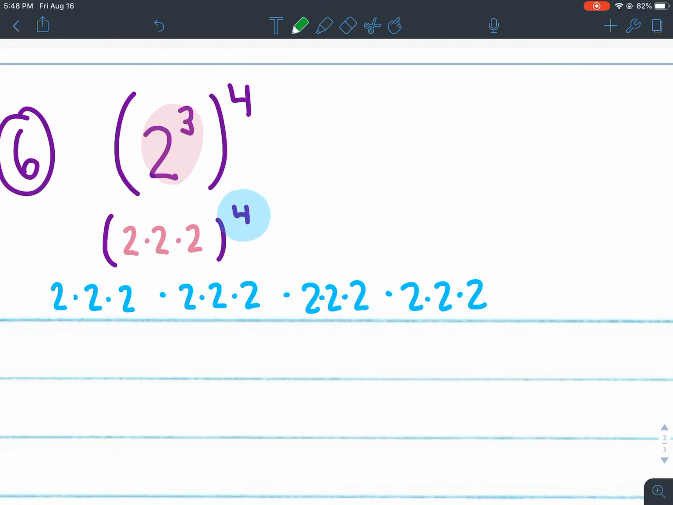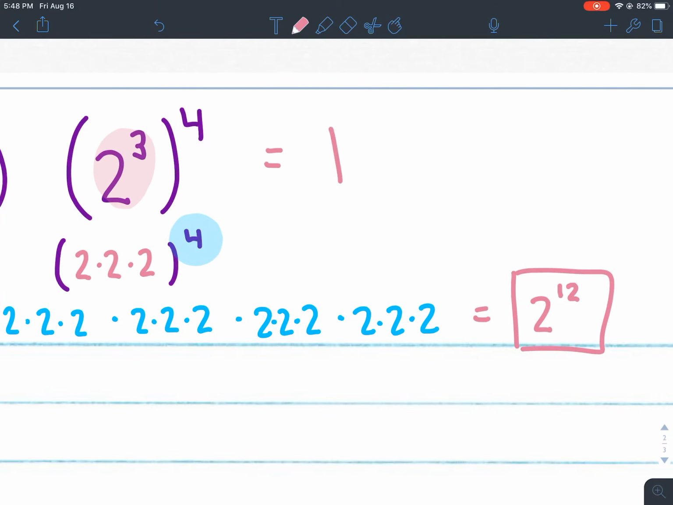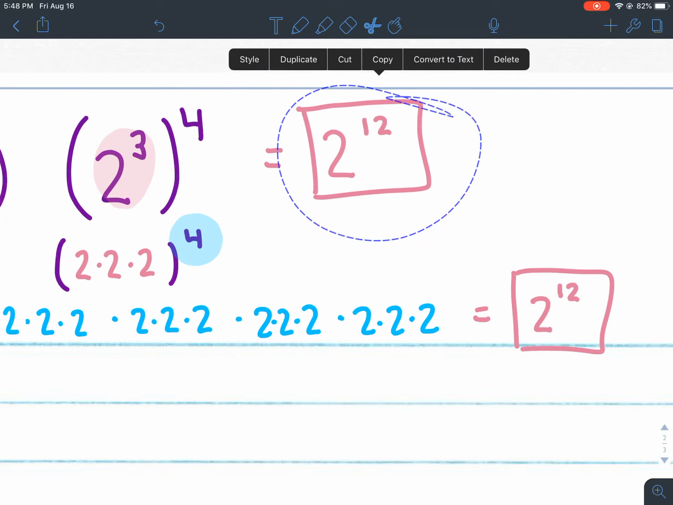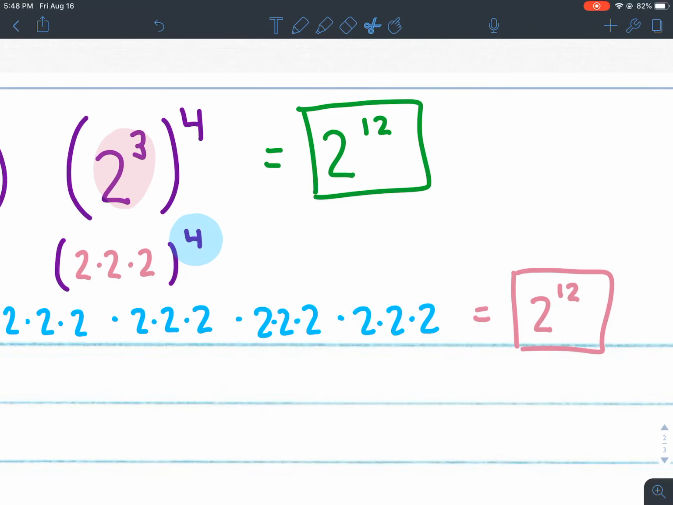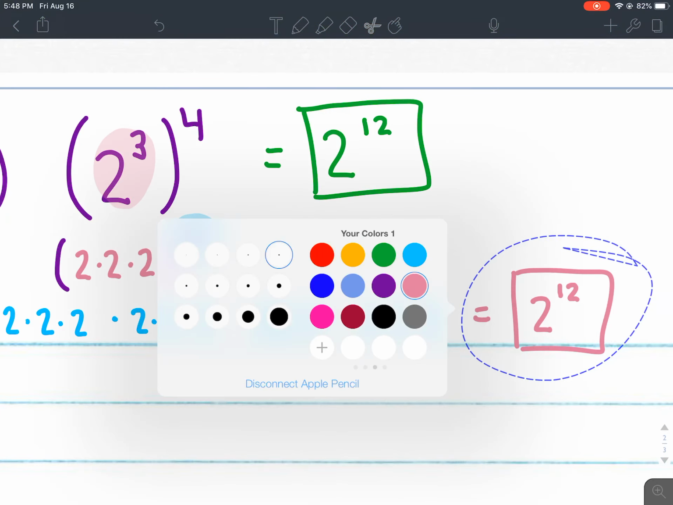All right, now let's condense this, right? How many 2's are being multiplied together? 12 of them are being multiplied together. So what do I really have here? I really have 2 to the 12th power. All right, now if we look back at the beginning, 2 to the 12th power. And actually, I'm going to change this color because I don't want it to be the same as the other one. Change that to green.